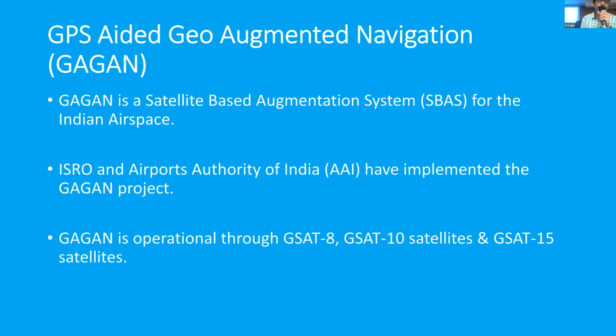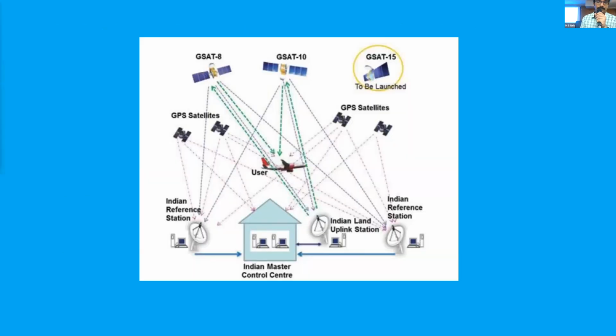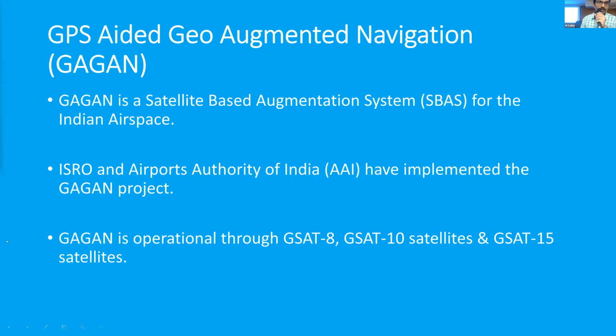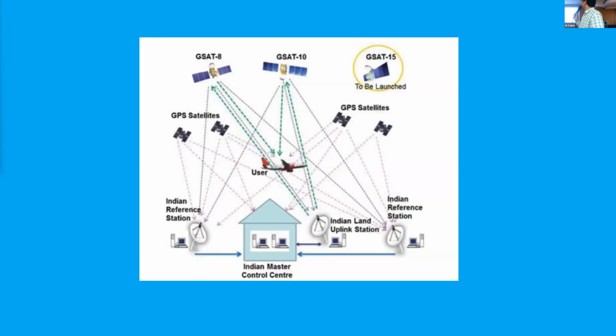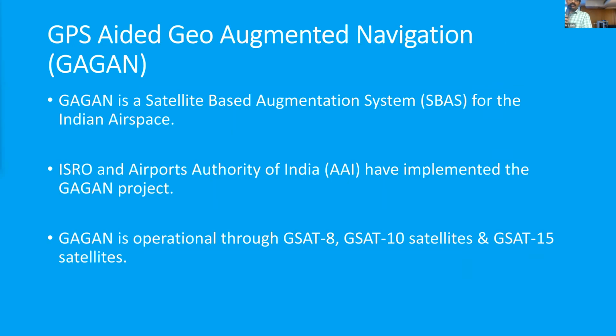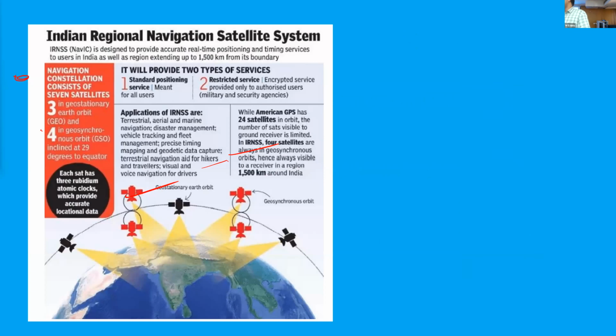Then, don't confuse it with another term which is in the news, which is called GAGAN. GAGAN is different. When we are talking about our NavIC system, GAGAN is specifically designed for aviation. It is not using the same satellites. If you look at the satellites of GAGAN, it is using GSAT 8, GSAT 10, and GSAT 15 is also launched. This is different from the 7 satellites of NavIC. They are separate satellites.